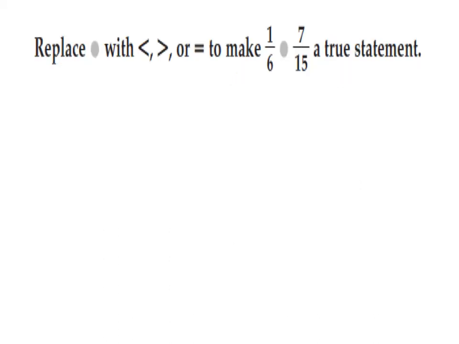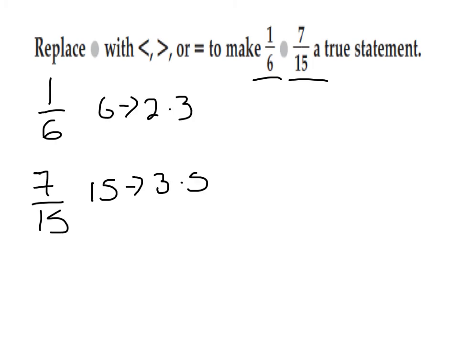In a previous lesson, we compared 2 fractions together, and we changed the fractions into decimals. There is another method. Sometimes it's quicker, sometimes it isn't. And that is to find LCDs of our fractions and then compare the numerators together. So let's look at 1/6 and 7 over 15.